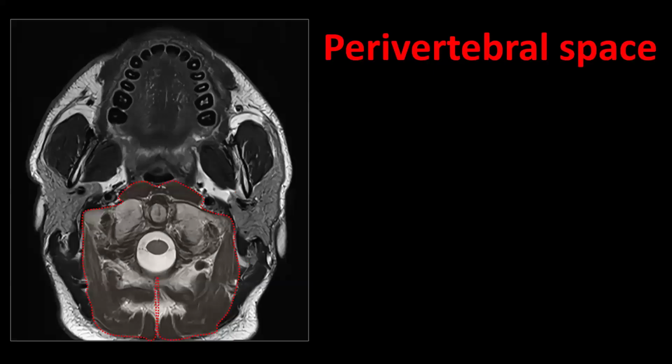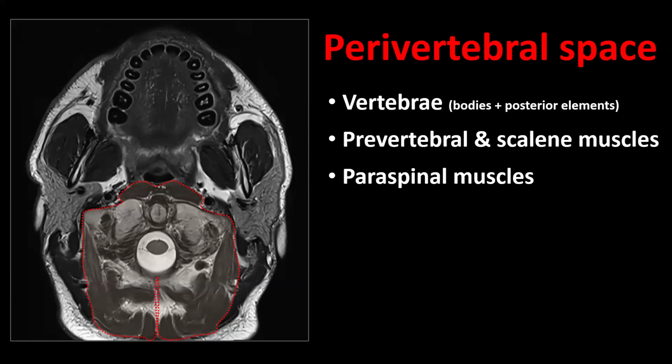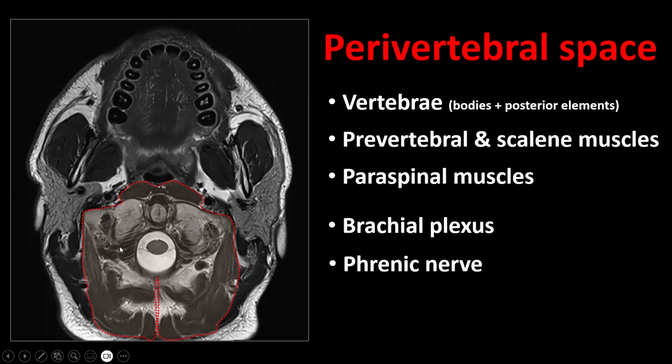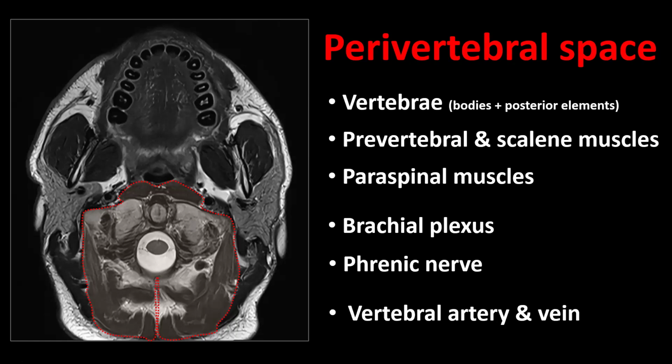The perivertebral space is enclosed by the deep layer of the deep cervical fascia, and in this space we find centrally the vertebrae, both the bodies and the posterior elements of the vertebrae. These are surrounded by muscles. Those located in front of the vertebrae are the prevertebral muscles. We also have the scalene muscles and the paraspinal muscles in this compartment. These are the main components of this space. This space also contains several neural elements, such as the brachial plexus and the phrenic nerve, and some vascular structures like the vertebral artery, seen over here, and the vertebral vein.